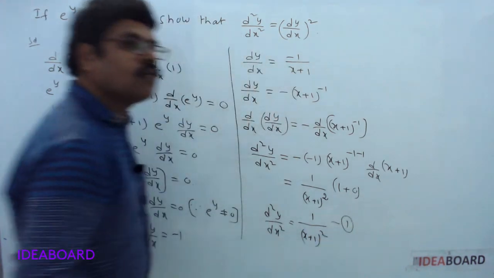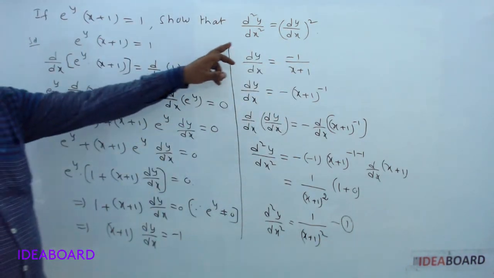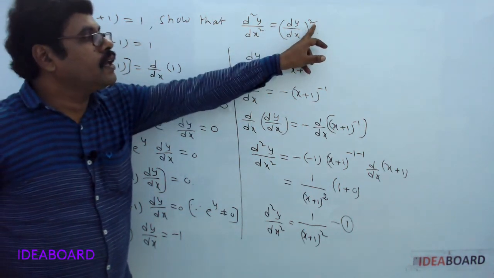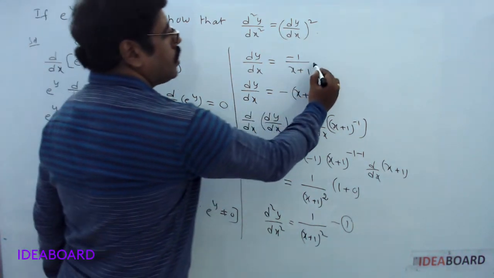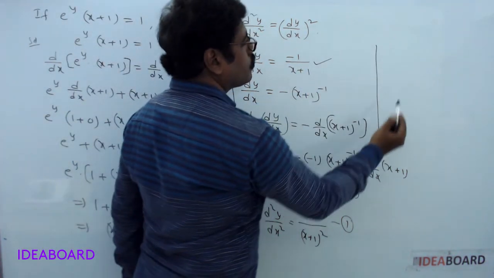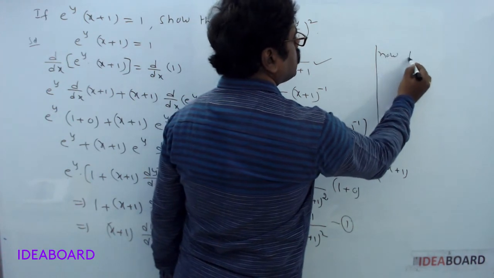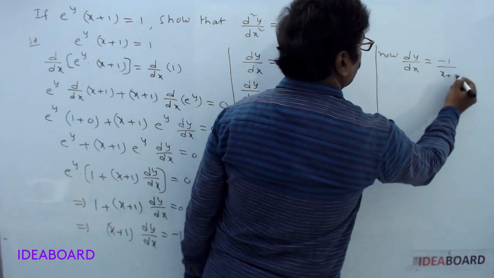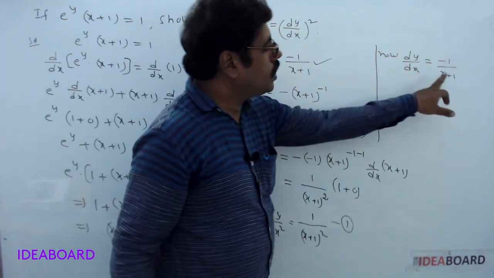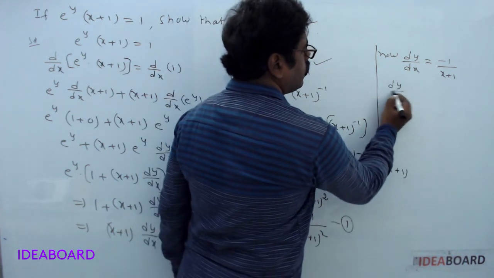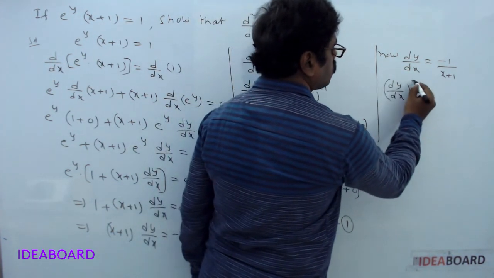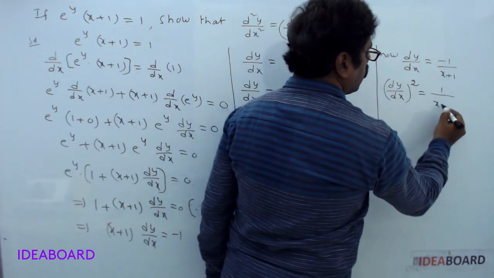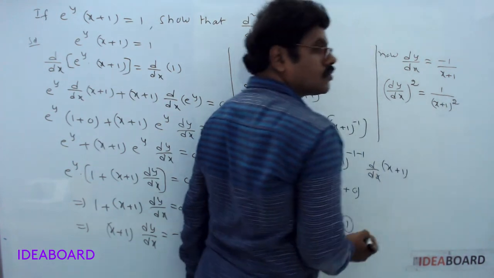Call it as equation 1. Here what you are proving? d square y by dx square is equal to (dy by dx) whole square. Now take the value of dy by dx. Now dy by dx equals minus 1 divided by x plus 1. Now squaring on both sides, (dy by dx) whole square equals, if you are squaring this entire term, you are getting 1 divided by (x plus 1) whole square.